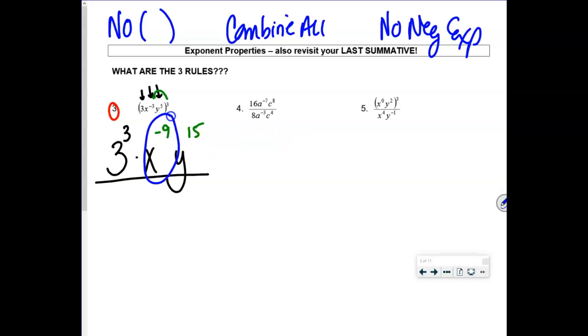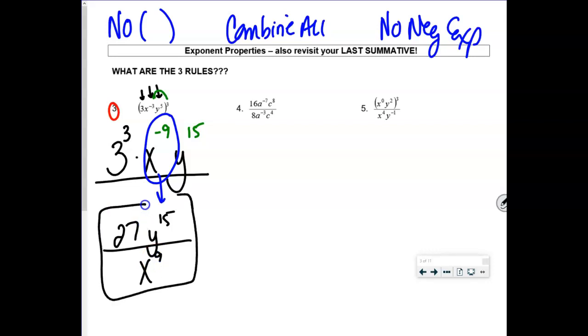All right, so the negative exponent term needs to move down. You can leave it as 3 to the 3rd power. Do you have another way of expressing 3 to the 3rd power? 27 works, yeah. If you guys left it as 3 to the 3rd, I love that. Leave it. Y to the 15th stayed up top. Yeah. And then when you moved x to the bottom, what else changed? Yeah, it's positive 9 power now. Very good. Thanks.